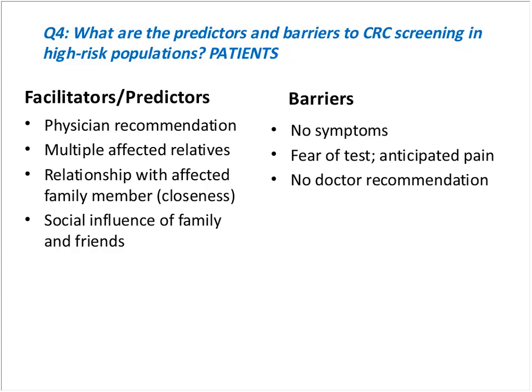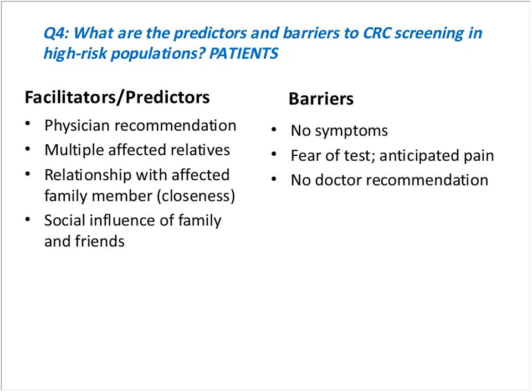There were several other predictors, including having insurance, perceived risk of colon cancer, knowledge of your relative's diagnosis, and having discussed your family history with a provider. And although important, by virtue of magnitude, the ones listed on the screen are the ones that came across most strongly as predicting screening in this high-risk population. Important barriers that were noted in the literature, including not having symptoms, having a fear of the test or anticipated pain from having colonoscopy, and not having a doctor recommendation.